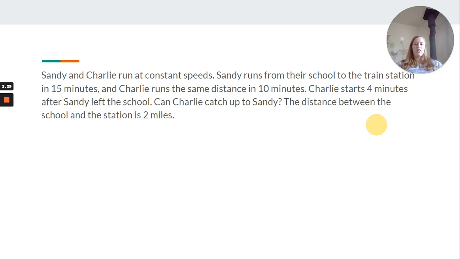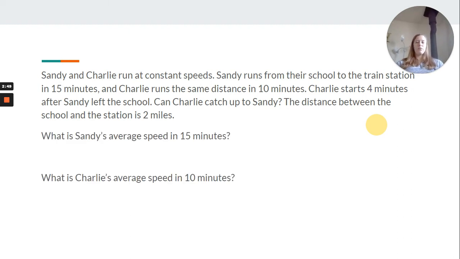Okay, now let's look at Sandy and Charlie. They run at constant speeds. Sandy runs from their school to the train station in 15 minutes, and Charlie runs the same distance in 10 minutes. Charlie starts 4 minutes after Sandy left the school. Can Charlie catch up? And the distance between the school and the station is 2 miles.